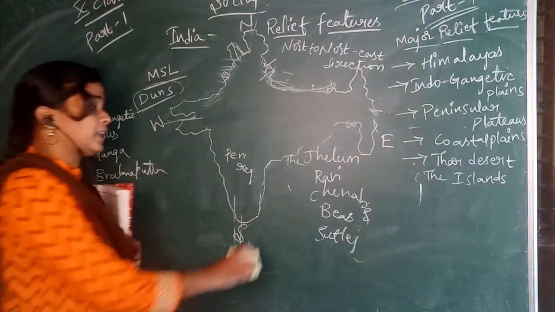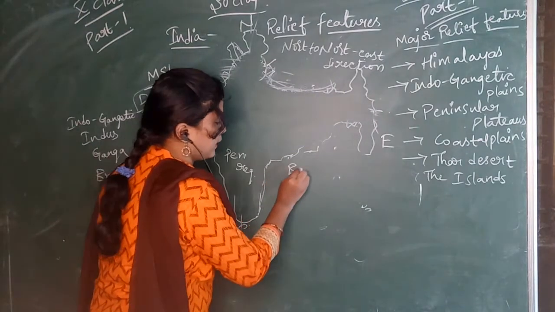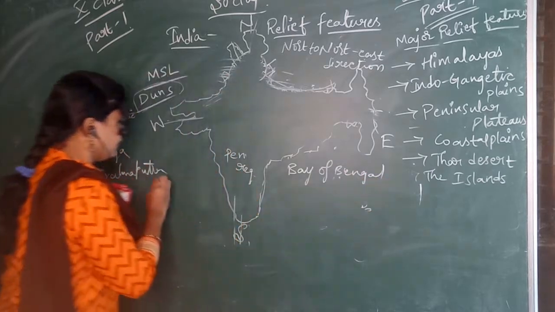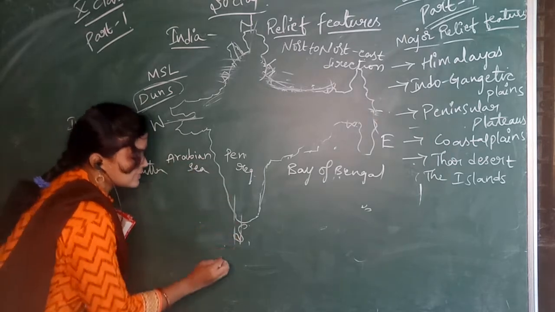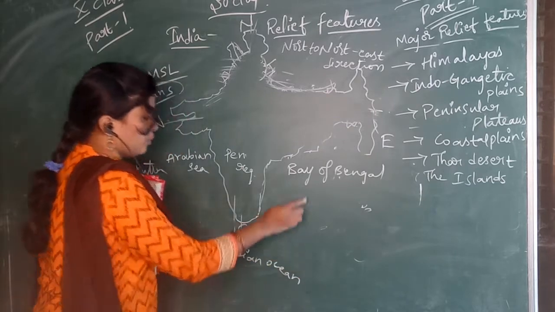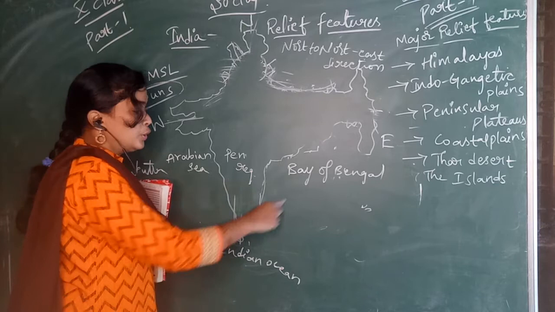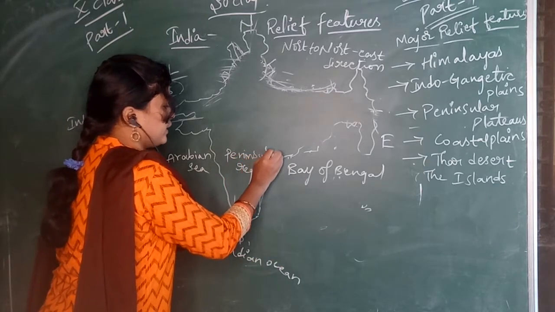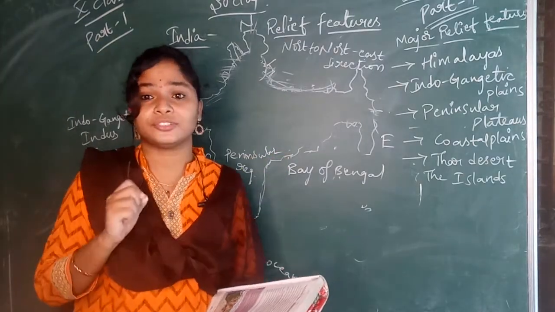What are the three sides of water here? Bay of Bengal, Arabian Sea, and southernmost is the Indian Ocean. So the Bay of Bengal, Arabian Sea and the Indian Ocean are known as water bodies. So covered by three sides water and one side land is known as the peninsular region. Clear, children?